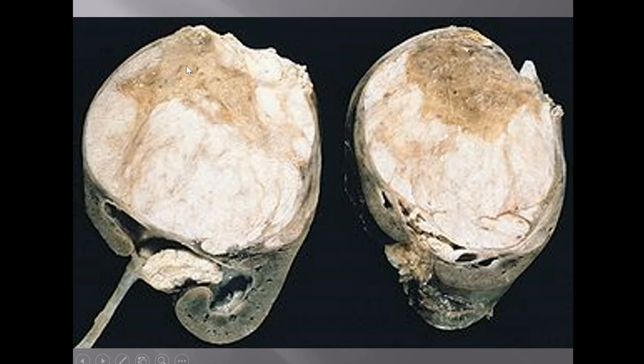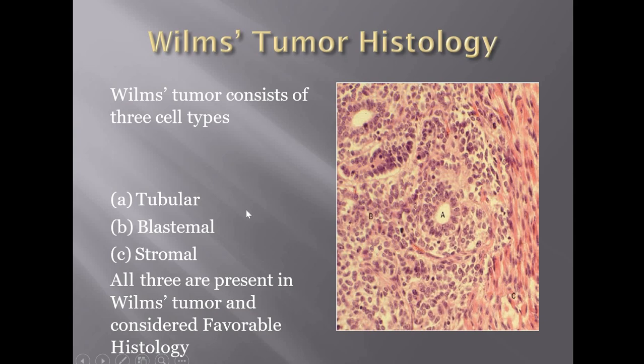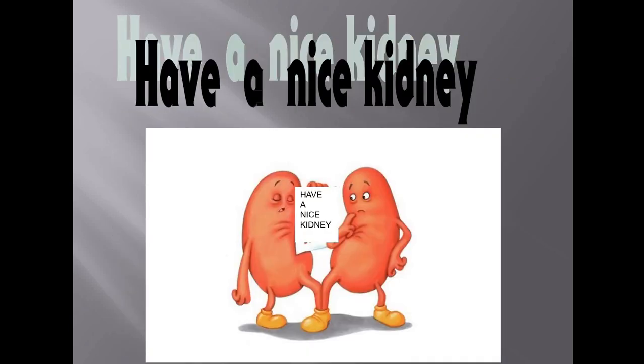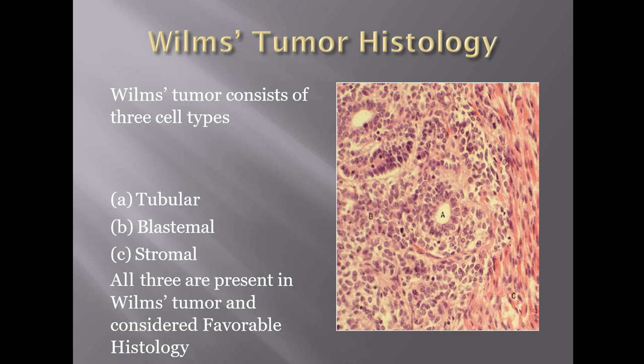They could be ill circumscribed with extreme areas of heterogeneity. On histology, we see basically three patterns: the tubular pattern, the blastemal pattern and the stromal pattern. All three types of Wilms tumor are considered favorable. If all three are present, it favors a good prognosis. So for Wilms tumor, you just have to remember the three patterns: tubular, blastemal and stromal. Three types of cells are present. So that's the class today.